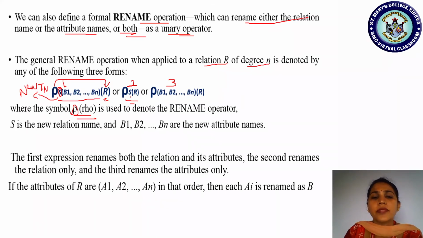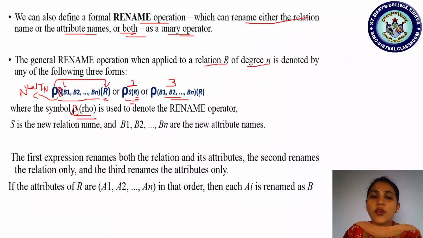Then consider the second case, the second syntax. Here, rho S of R. Here you are trying to rename only the relation but not the attributes. You are not touching the attributes. You are renaming only the table. The relation's old name is R, and you are renaming it with the new name S. Okay. Then third, or else you can rename only the attributes and you may not want to rename the table.